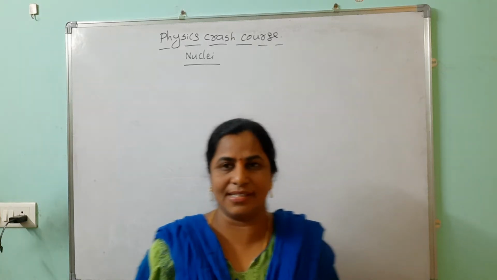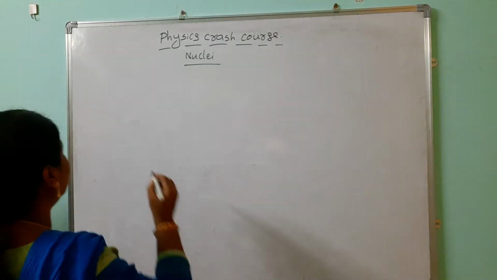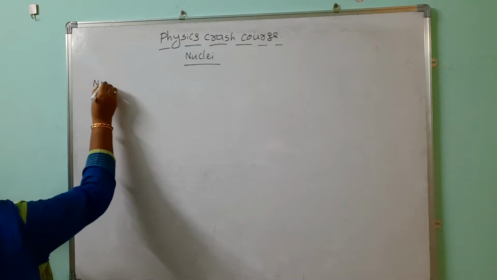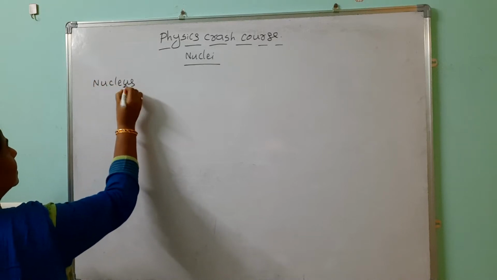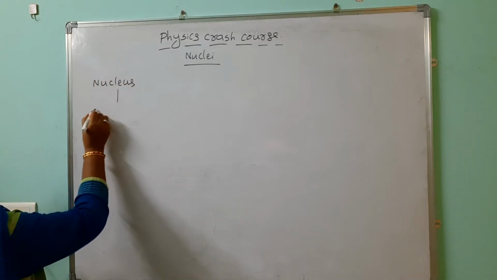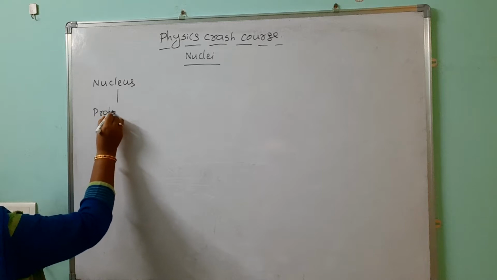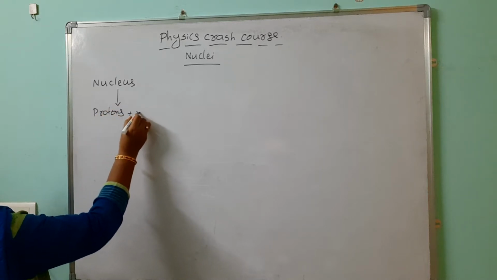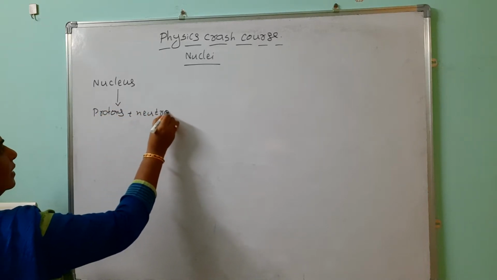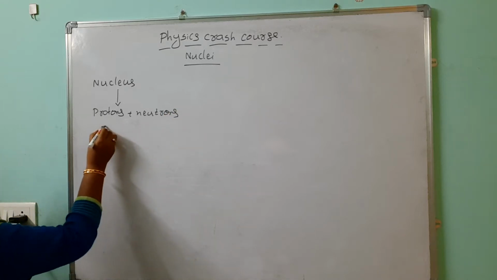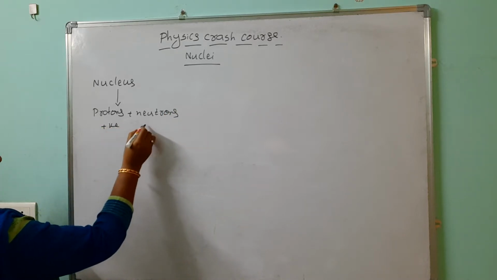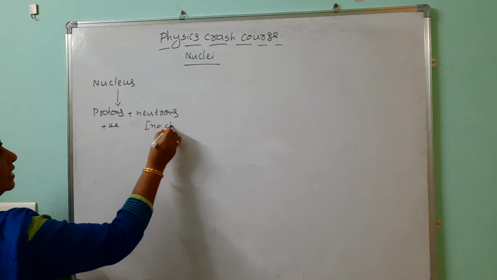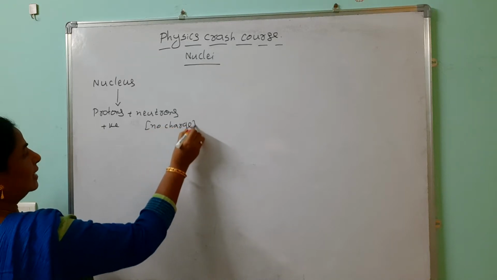So always you can say that the nucleus is the combination of protons plus neutrons. Protons are having which charge? Positive charge. For neutrons, no charge. These are the chargeless particles.